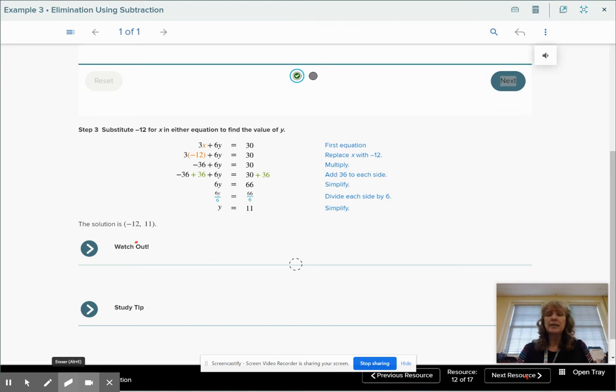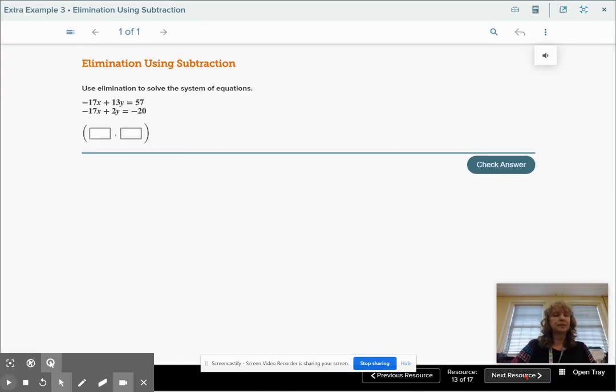You can always go back and substitute both of them to make sure that you have the equation correct. And that's the tip that they're going to give you, the watch out tip, is you need to make sure that you get your positives and negatives correct, or else you won't have the same answer. So now you're going to try one.